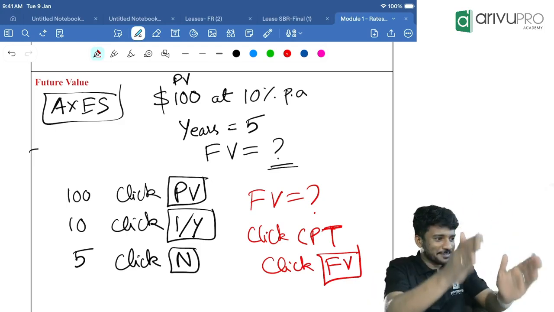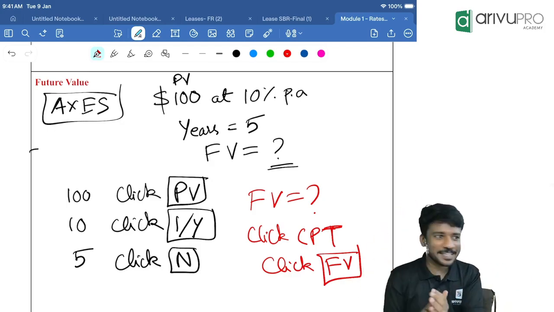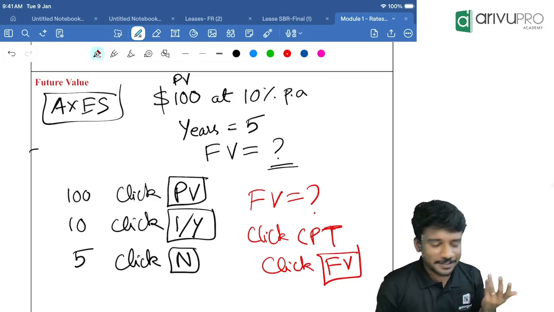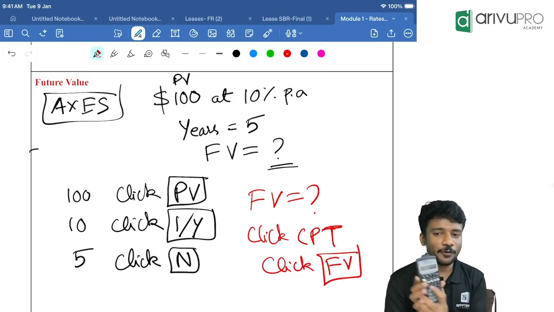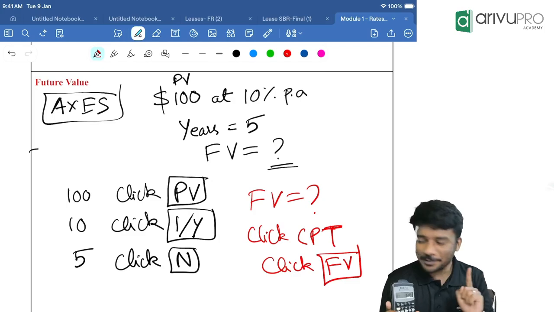We will write the formula, future value, then put the value, take our calculator, and multiply this many times with this much. It will take a lot of time. Here there are just 4 buttons, and our answer is right in front of us. Got it? Anyone, any doubt?